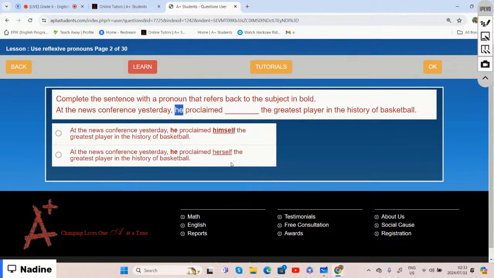All right, and if we were to choose the reflexive pronoun that refers back to he, then we will say it is himself.